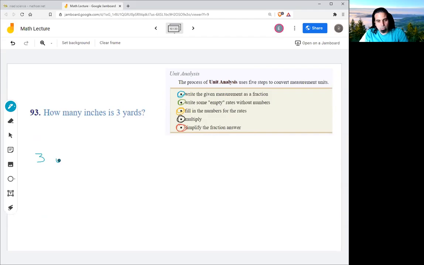Three over one. Yeah. And it's important when doing this, always put your labels in, because if you just put 3 over 1, then you're not sure what to cancel in the next step. So 3 yards is what they gave me over one. Great. Okay, next step. What's my green step? What should I do?